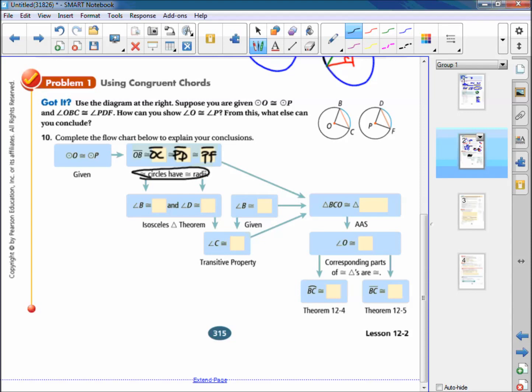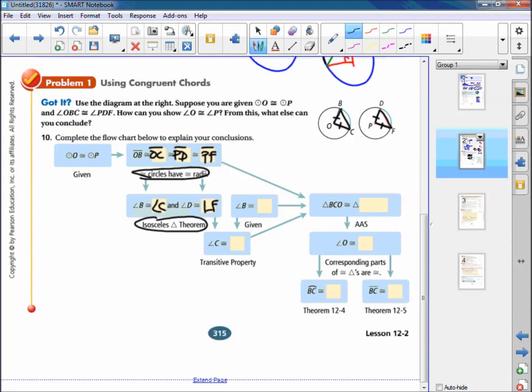And from there, we can conclude that angle B and angle C are going to be congruent, and that angle D and angle F are going to be congruent. Okay? And this is because of the isosceles triangle theorem. All right, so if we have two congruent sides for our triangles in here, so there's our triangle, these are our two congruent sides, then the angles opposite of the congruent sides will also be congruent. Okay.